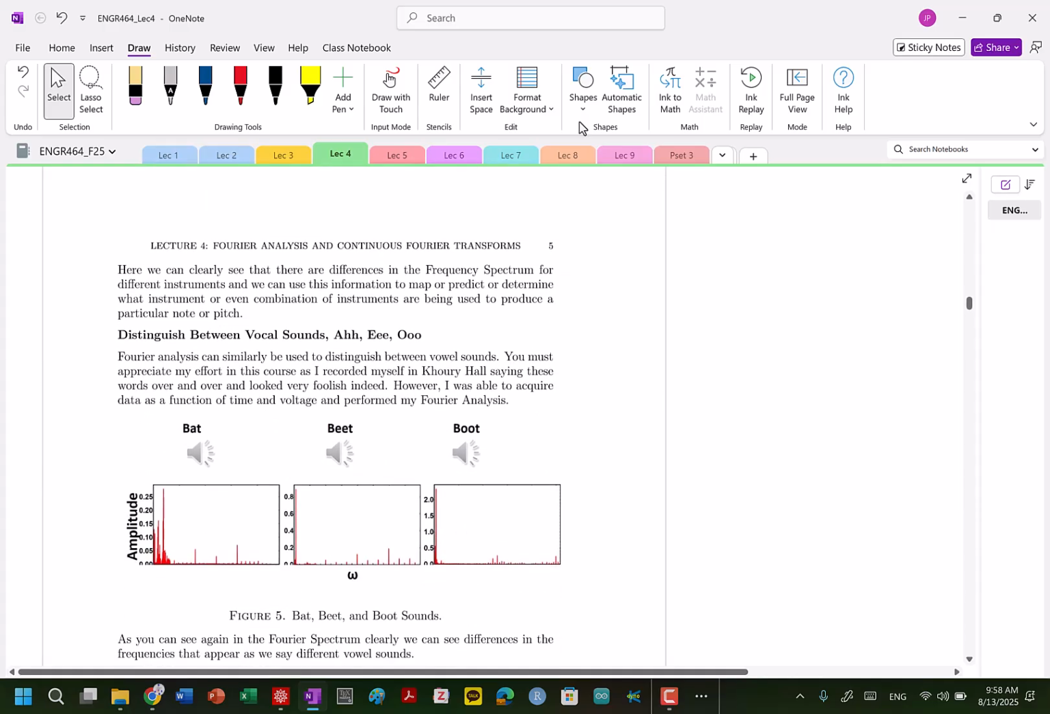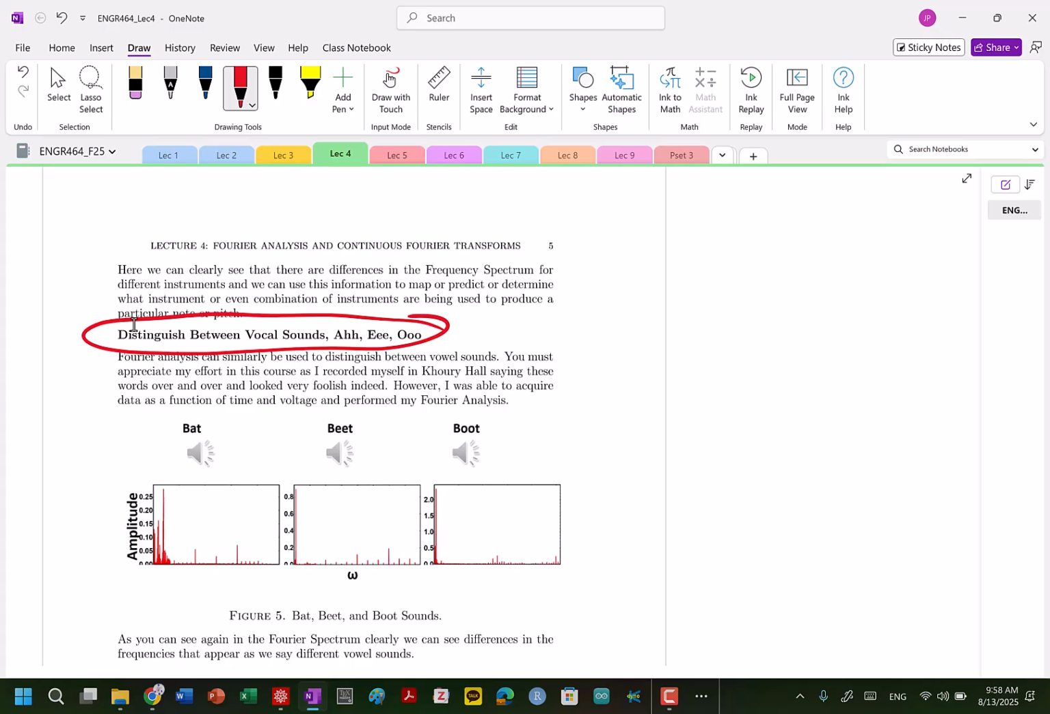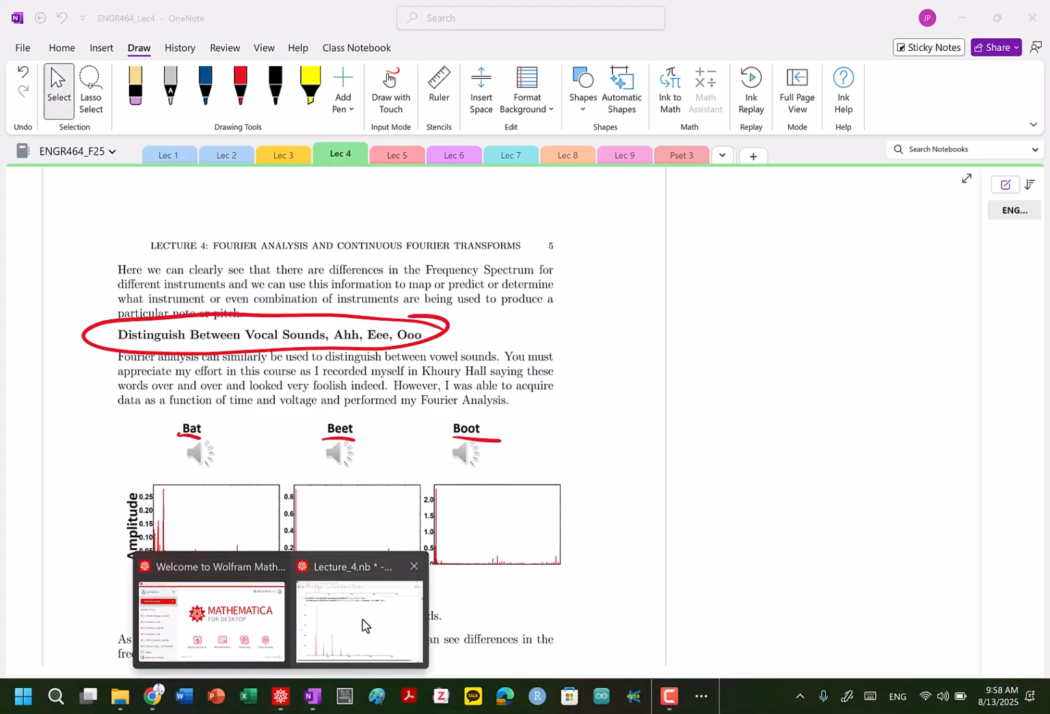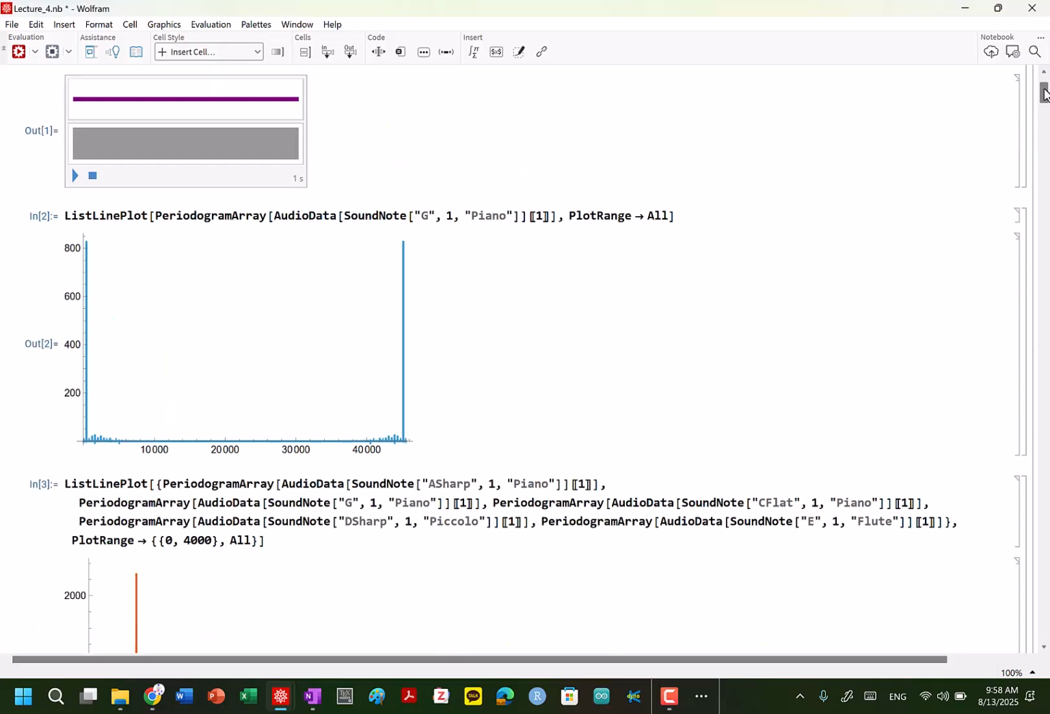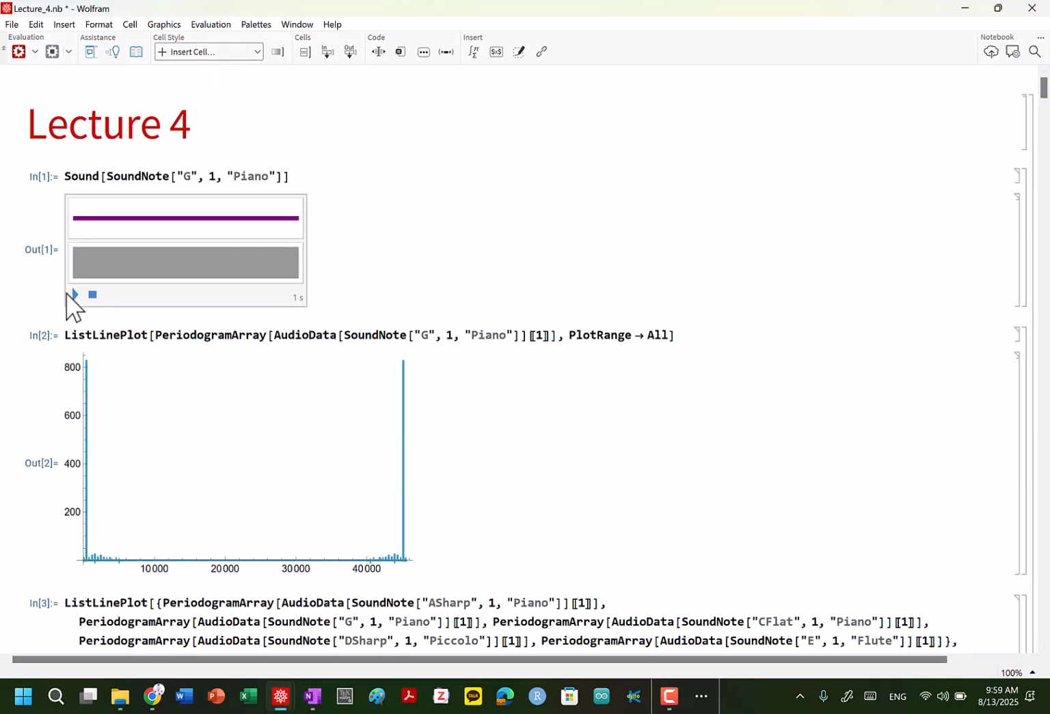So one of the cool things that I love in Mathematica, you can also distinguish between vowel sounds. So bat, beat, boot. Different vowel sounds have different frequency spectrums. In Mathematica, you can actually pull up and see. Let's see if it's going to allow me to play this.